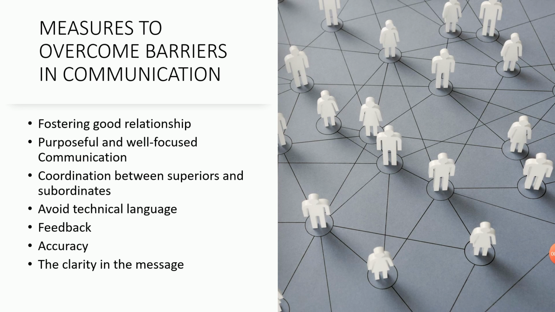Next, feedback. I have to receive the feedback properly, like saying over in a police walkie-talkie. Next is accuracy. My communication should be accurate. Like yesterday we saw the 7 C's, in which correctness is there. That is accuracy, because I cannot provide wrong information that might mislead you. Next is clarity in the message: what I am trying to convey and achieve through the sender and the receiver. So these are the measures.